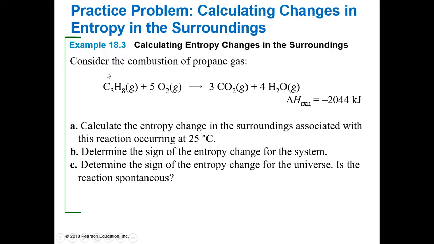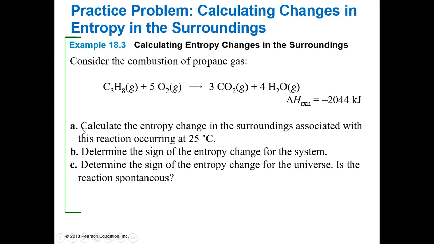So if we consider the combustion of propane gas, here's the equation, right? They gave us delta H of the reaction. Let's think real quick. What's our system? What's our surroundings? So our system is going to be our reaction, what's actually happening. So this is technically delta H of our system, negative 2044 kilojoules. The surroundings then would be everything else around it. So if you're standing out by the campfire, you're part of the surroundings. So is the air around it. The system is just this combustion reaction.